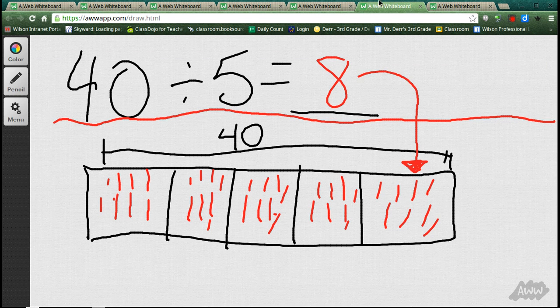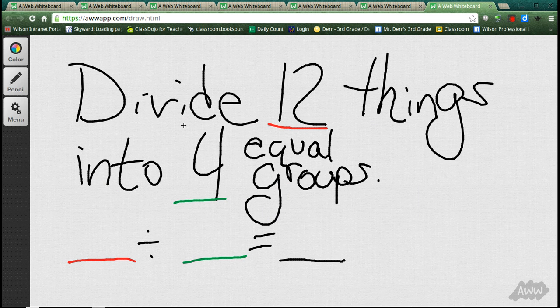What I want you to do right now is to divide 12 things into 4 equal groups. And for tomorrow morning, I want you to tell me, what is our number sentence? Divide 12 things into 4 equal groups. Come up with your division number sentence and your answer. We'll take a look at it tomorrow morning.